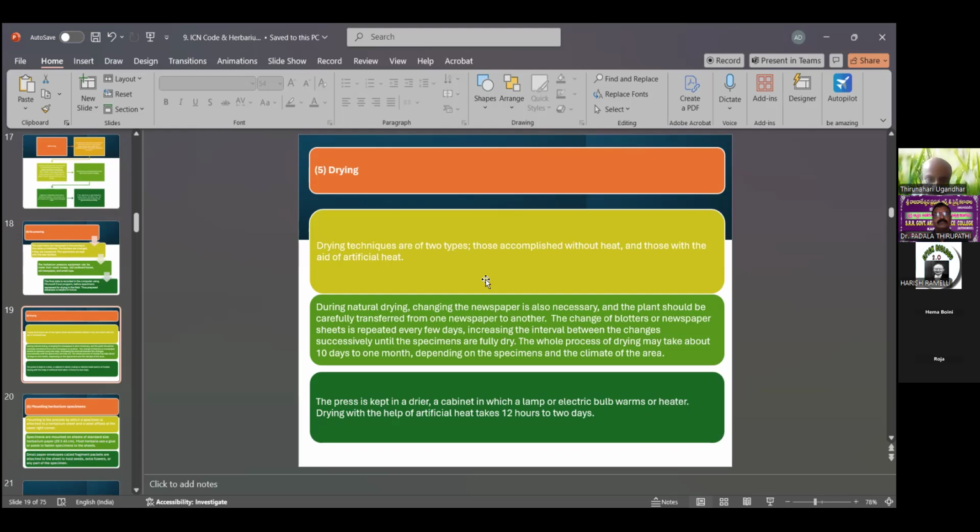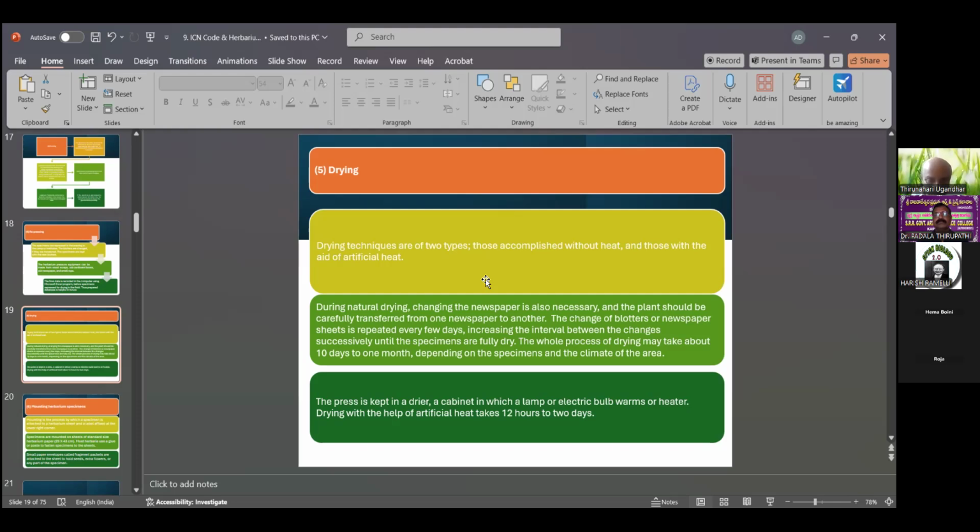It can take up to 10 days of drying for the twig, then up to 10 days to 1 month, depending on the specimens and the climate of the area, for example, xerophytic plants. Then there are also hydrophytic plants, which have more moisture in the plant or twig and may need up to 1 month of drying period.